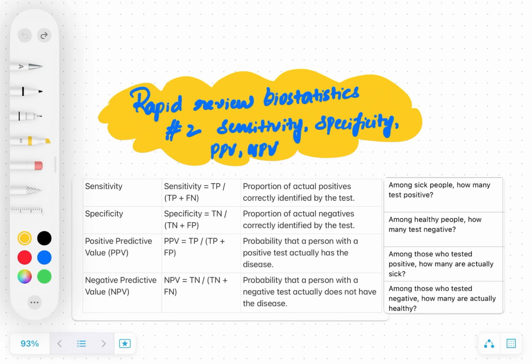Hello everyone, this is the second video of the rapid review series of biostatistics. In this video we are going to discuss sensitivity, specificity, positive predictive value and negative predictive value.